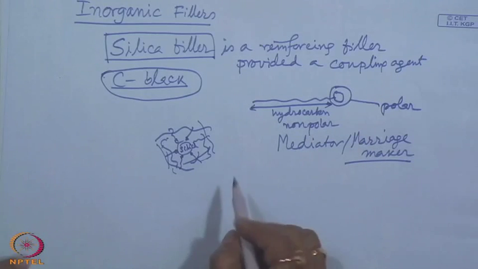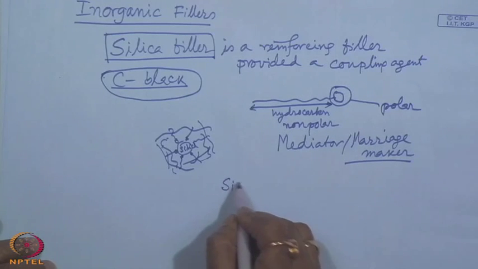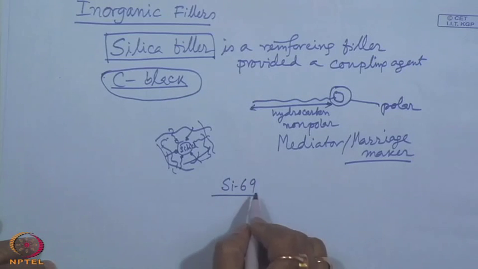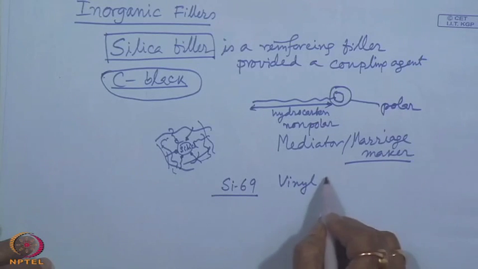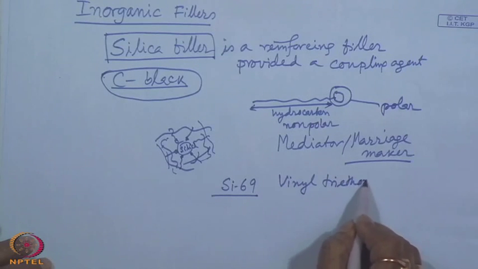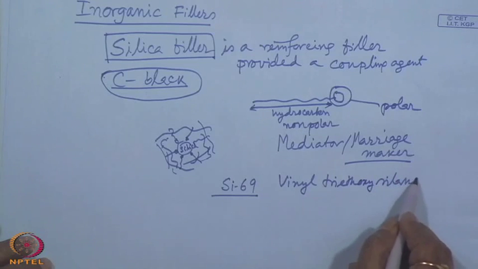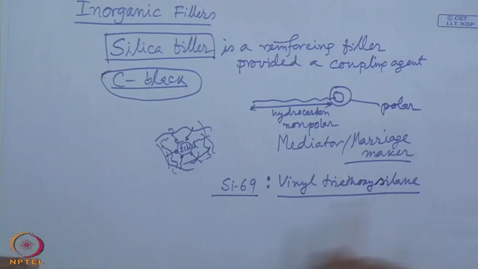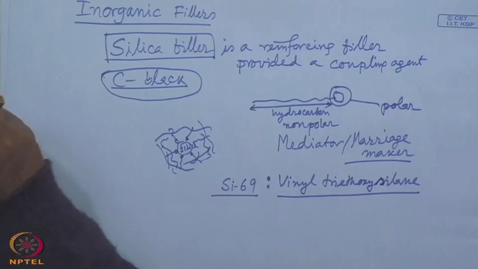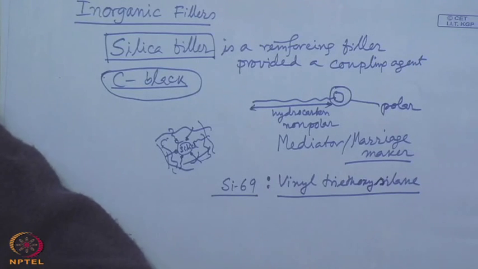So, for example, for silica filler, say Si69. The chemical name of this Si69 is vinyl triethoxysilane. This vinyl triethoxysilane is used along with the silica filler, then only this silica filler can act as a reinforcing filler in rubber products. These are something about miscellaneous additives.